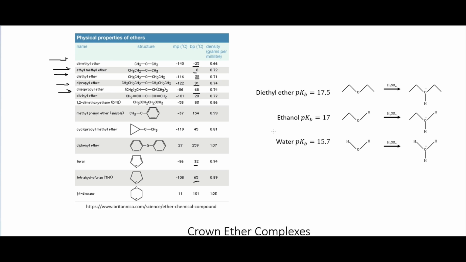And the other thing to notice is that the pKb, so the alkalinity of our diethyl ether, which is a popular solvent, is about the same as ethanol and water. So water is a little bit more basic than the other two, but they are all kind of within the same ballpark. And so we're talking about the alkalinity, the basicity of that oxygen right there. So we add our acid and we protonate that. So those are going to be pretty difficult to protonate.